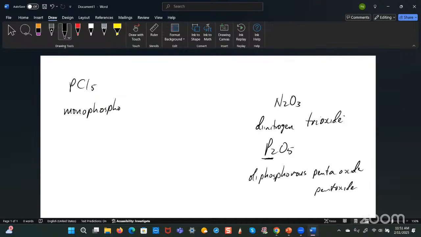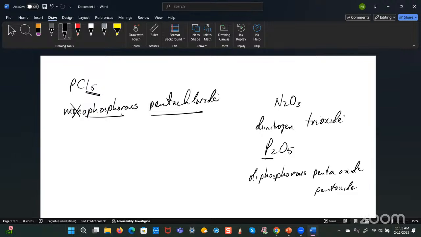So the mono part would not be correct, because for the first element, there's only one atom. Now, if you have two or more, then you have to use di, tri, whatever. But if there's only one for the first element, no mono prefix is used. But for the second element, you have 5 chlorines, so this would be pentachloride. So the correct name for this compound is phosphorus pentachloride. So that's one exception: if the first element has only one atom, then we do not use any prefixes for that first element.